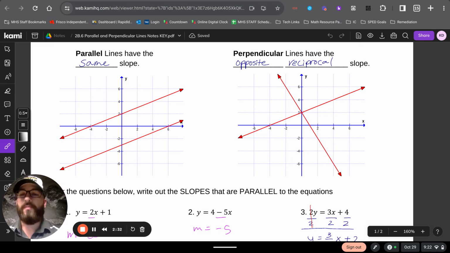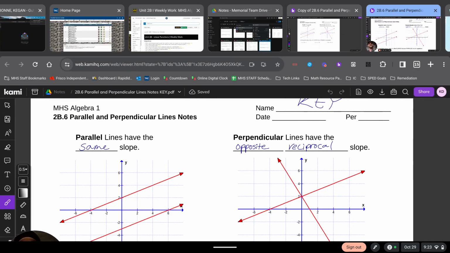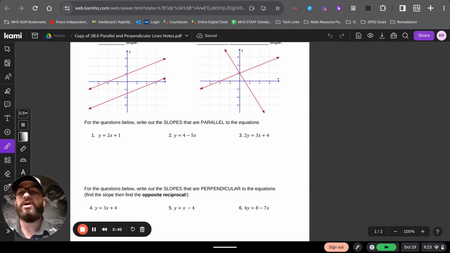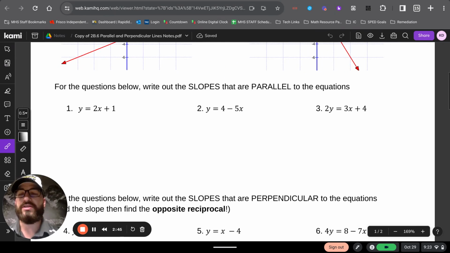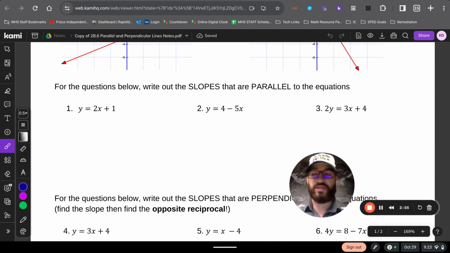Okay, so let's actually look at some examples, because with parallel and perpendicular lines, there's two things. We're going to be identifying parallel and perpendicular slope, and then we are going to be writing some parallel and perpendicular line equations. So in our first set of equations, we want to write out the slopes that are parallel to each of these equations. When I'm trying to identify parallel slope, the first thing I want to do is identify the slope. Once I've identified slope, then I'm going to find that parallel slope.